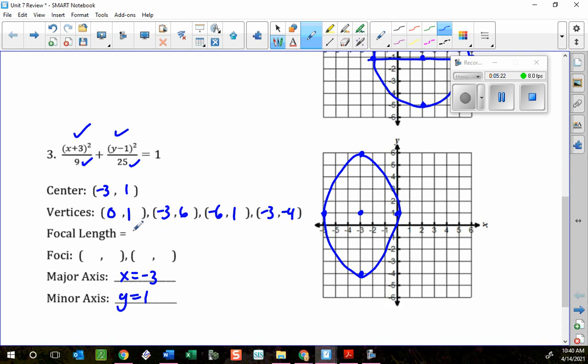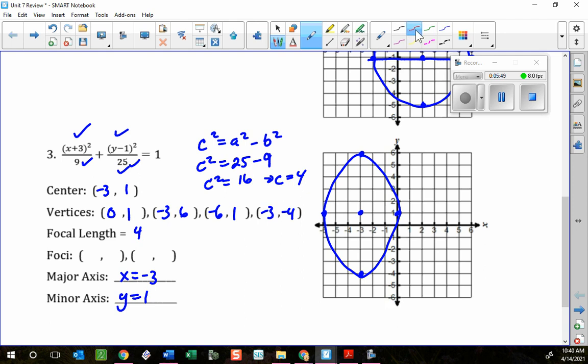All right, my focal length. So remember for the c value, it goes like this. C squared equals a squared minus b squared. So it doesn't matter which a and b are, it's just the larger minus the smaller. So c squared, the larger number is 25, minus the smaller number, 9. That means c squared equals 16, so that means my c value is 4.